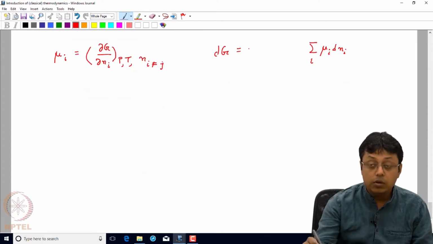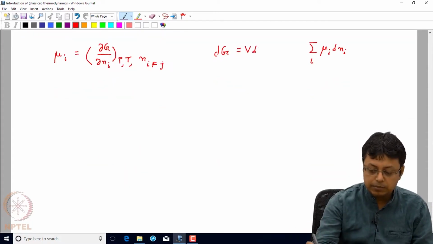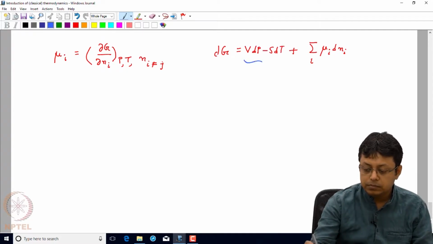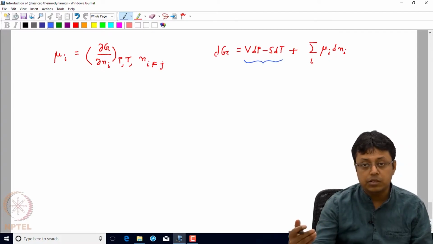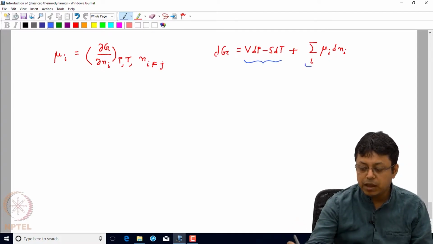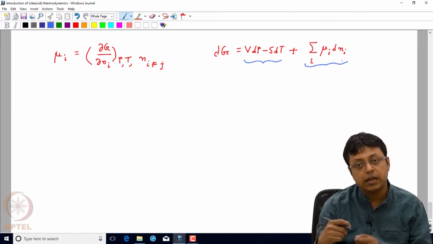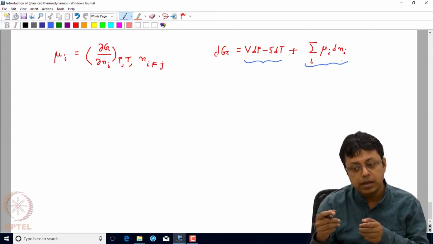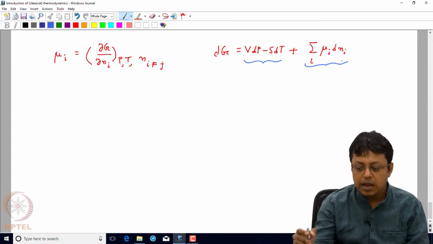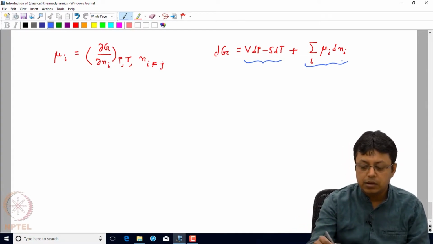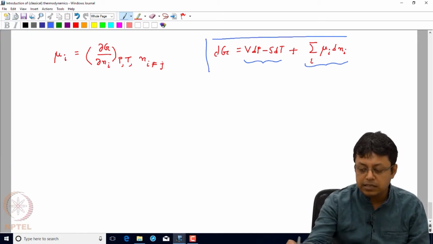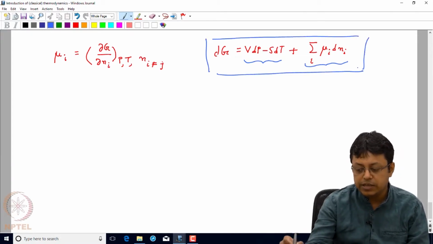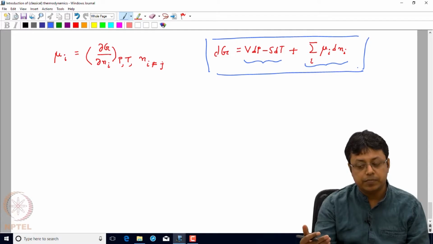So we know that the total differential dG is nothing but VdP minus SdT. This is for a one-component system, where I have only a pure substance. But for a mixture I will have an addition, because for a mixture I can also change the number of moles keeping the pressure and temperature constant, and that gives rise to an additional term. So this is basically the differential change in Gibbs free energy for a mixture.